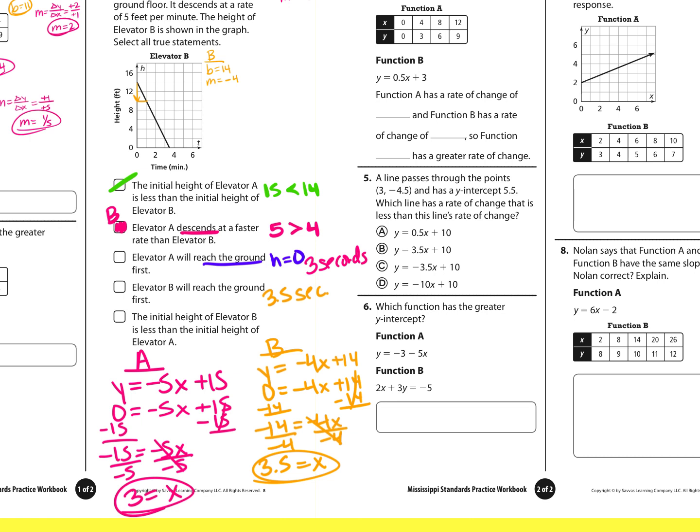So which one reaches the ground first? That would be elevator A. We know then that that next choice is not true. The initial height of elevator B is less than the initial height of elevator A. Well, elevator B starts at 14 feet, and that is less than the height of elevator A, 15 feet. So that is true. Answer choice E.